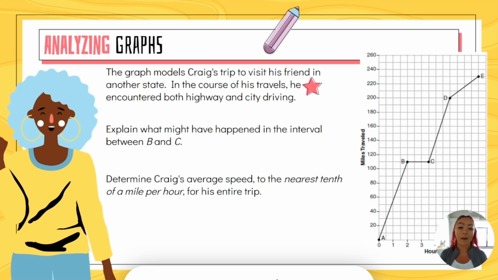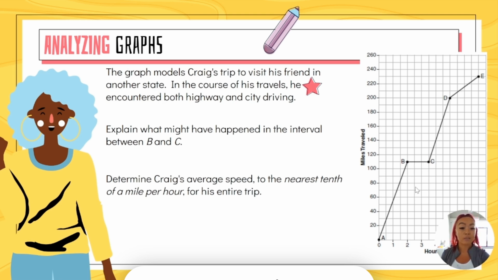Explain what might have happened in the interval between B and C. So if we look at the graph here, between B and C, the graph is constant. Our x-axis represents the number of hours, and our y-axis represents the miles traveled. So what's happening between B and C?